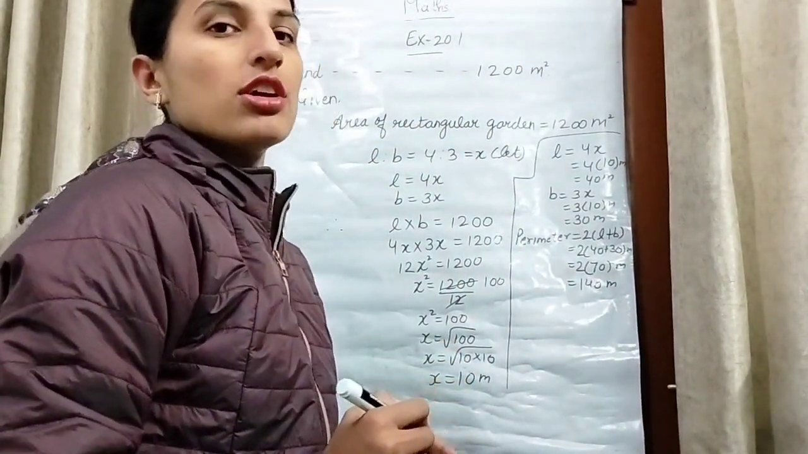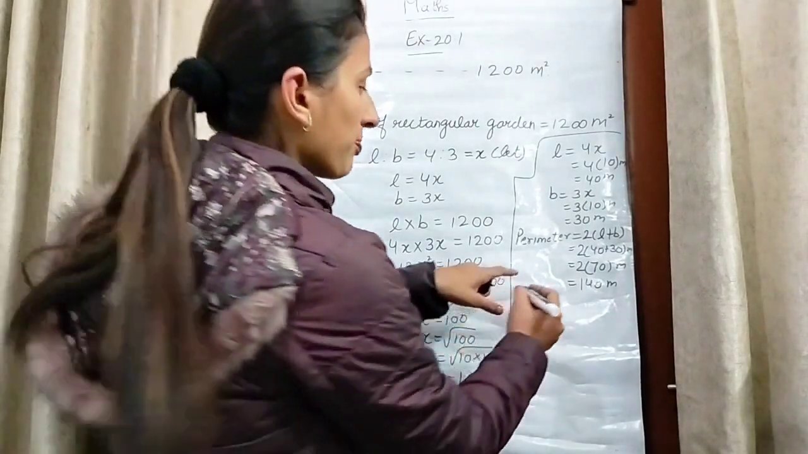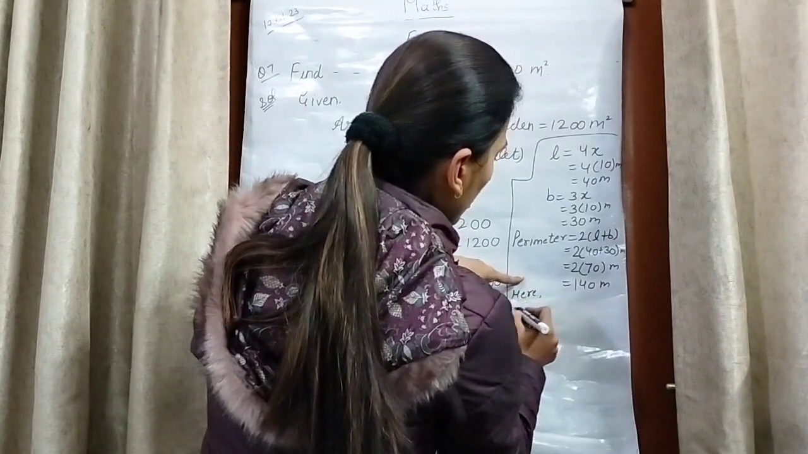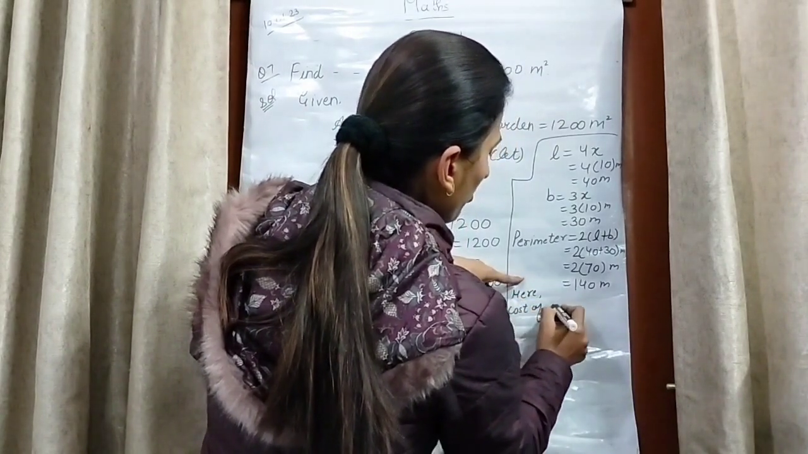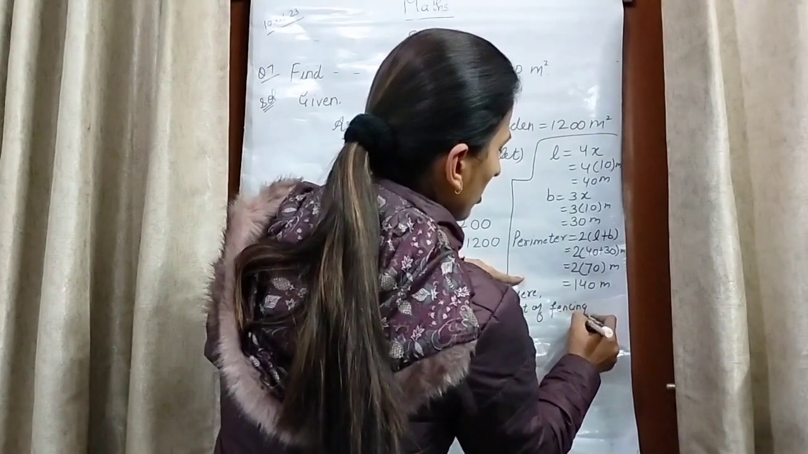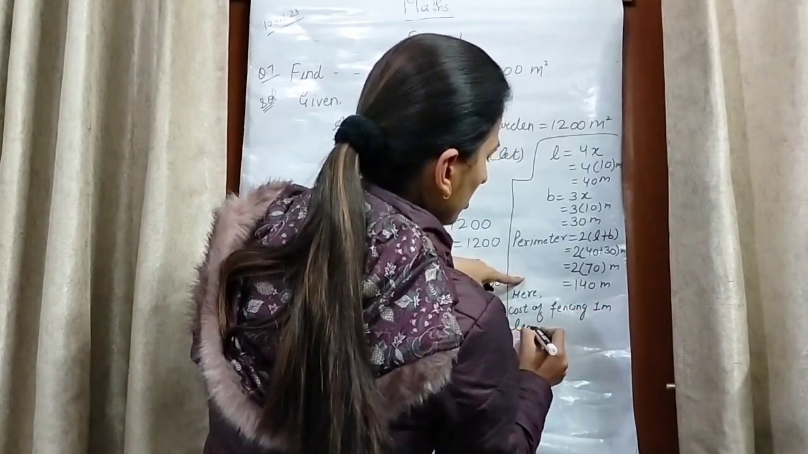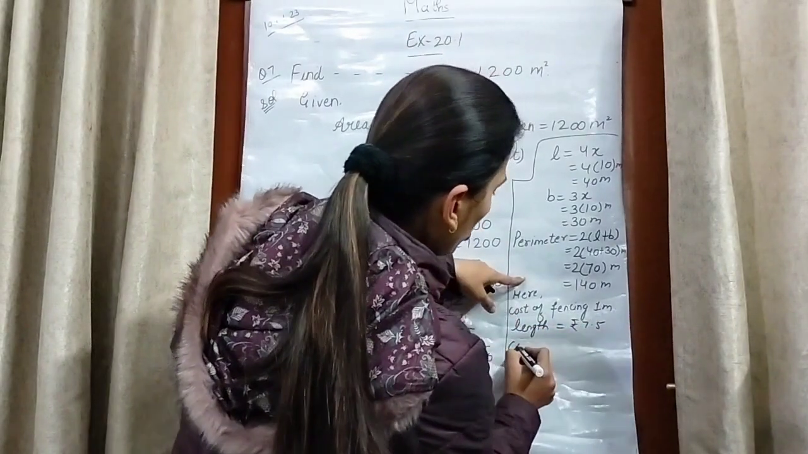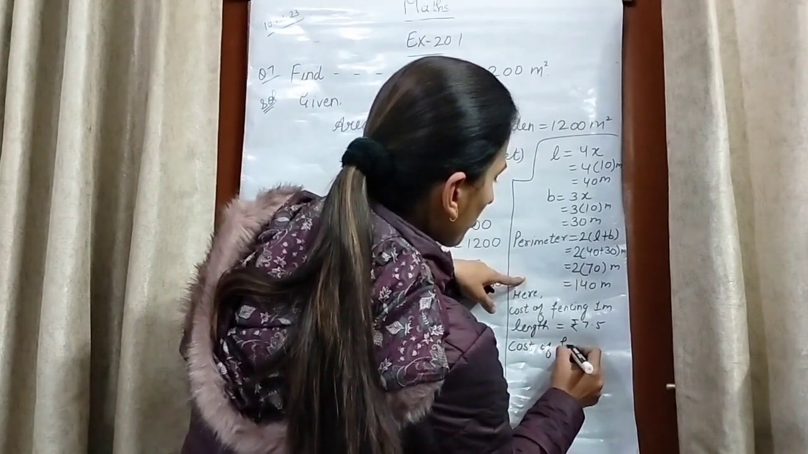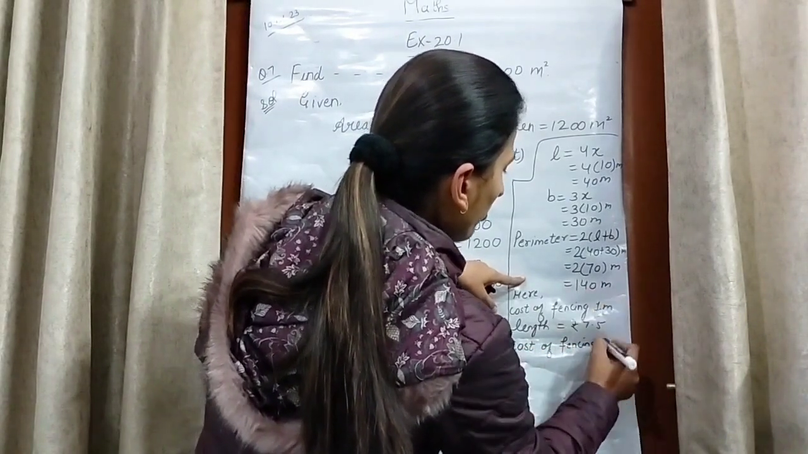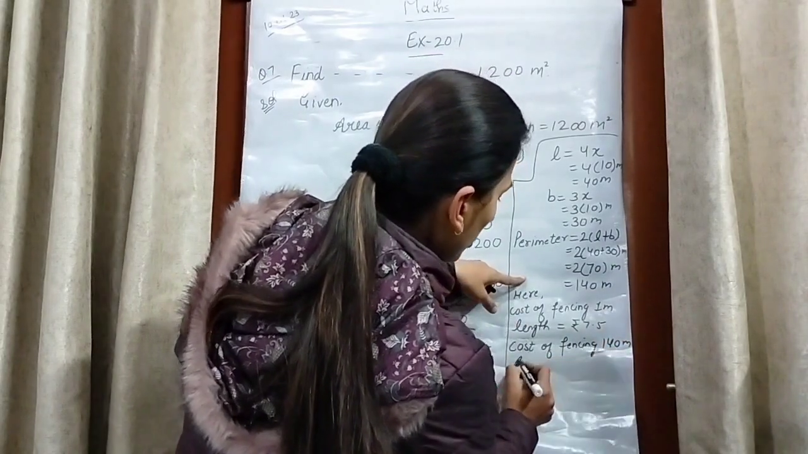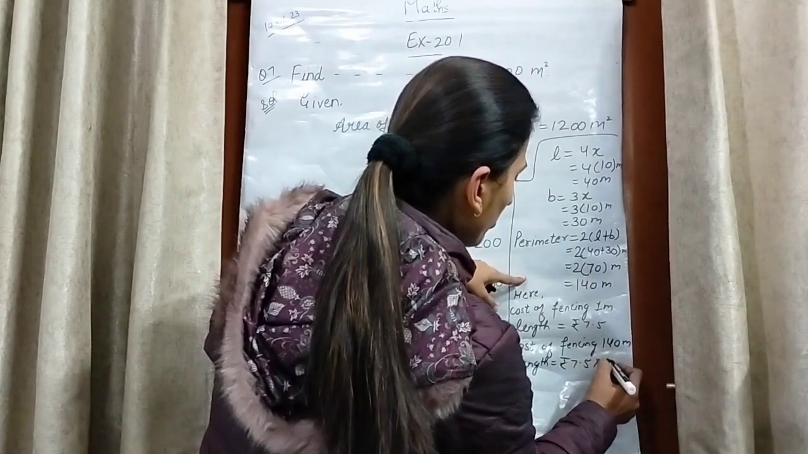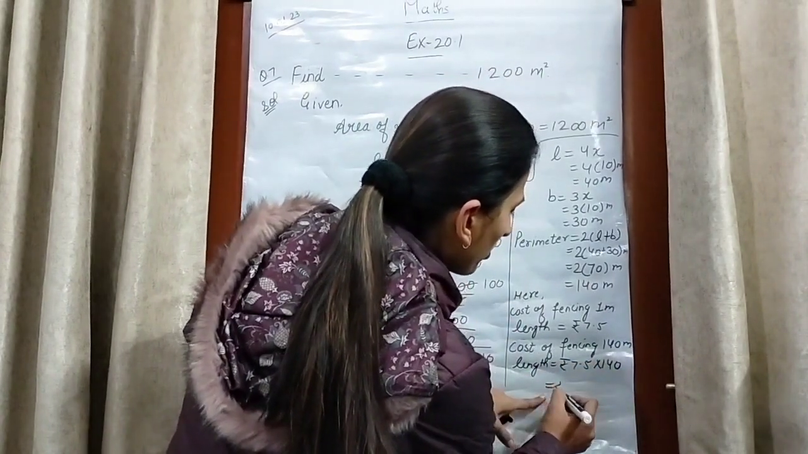And rate of fencing is rupees 7.5 per meter. Means here cost of fencing 1 meter length equal to rupees 7.5. So cost of fencing 140 meter length will be rupees 7.5 into 140. So when you will solve, you will get the answer.